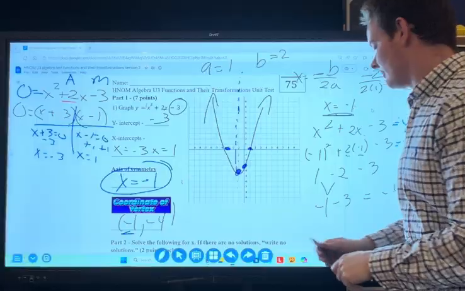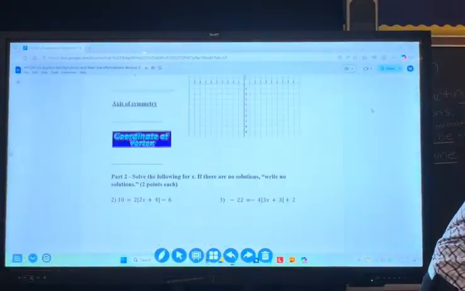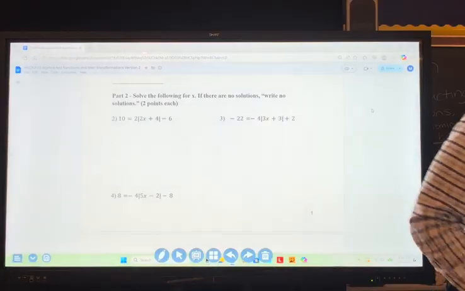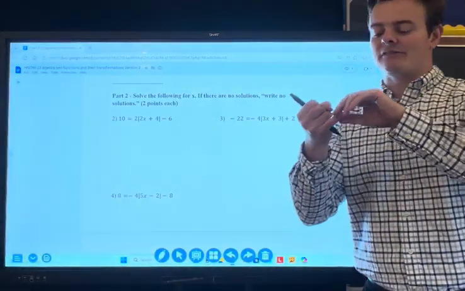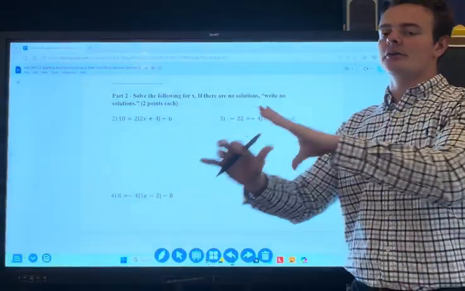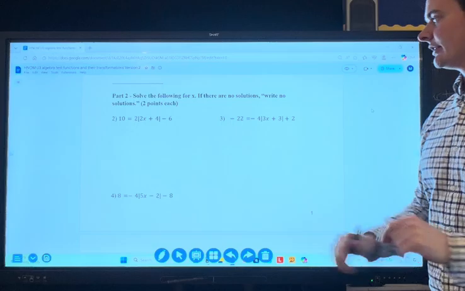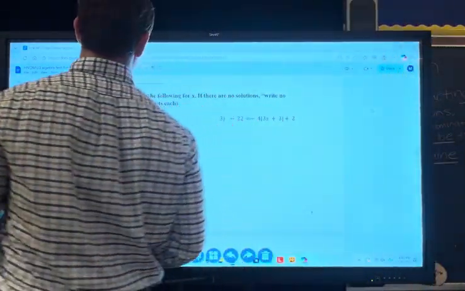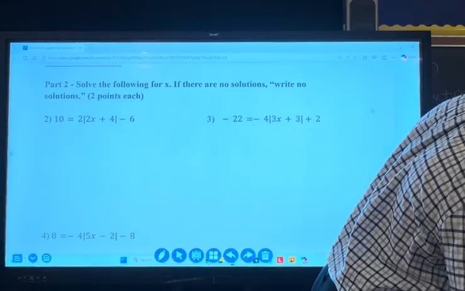Cool. That's all of part 1. Part 2 is solving these absolute value equations. The way these work, I have to first get the absolute value fully by itself, split them up, and solve it. So for this first one, I'm going to zoom in a tiny bit so we can see better.